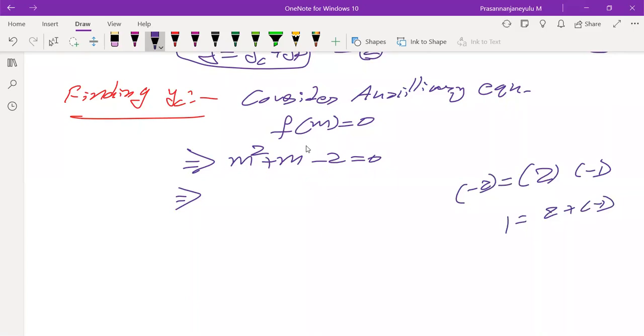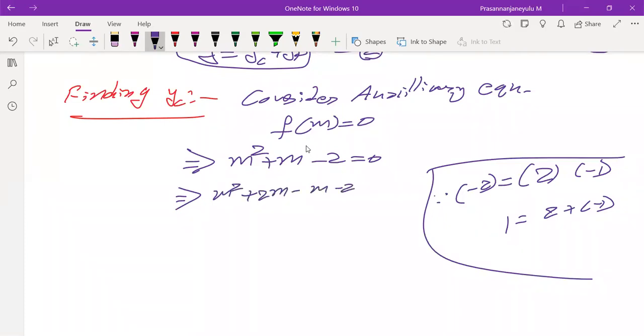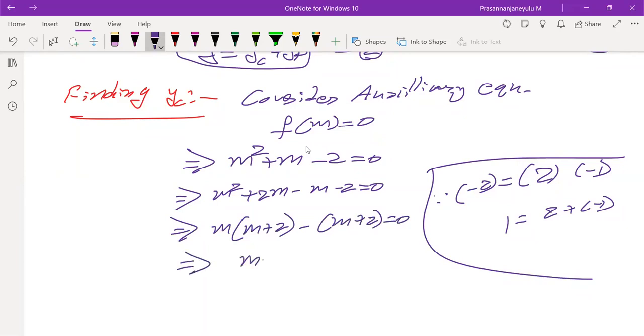Getting it? Because of that reason, I'm going to express it as m square +2m minus m minus 2 equals 0. That implies, taking m common from the first two terms, we get m into (m +2), and taking minus 1 common from the last two terms, we get (m +2). Then (m +2) into (m minus 1) equals 0. That implies m equals 1 and -2.